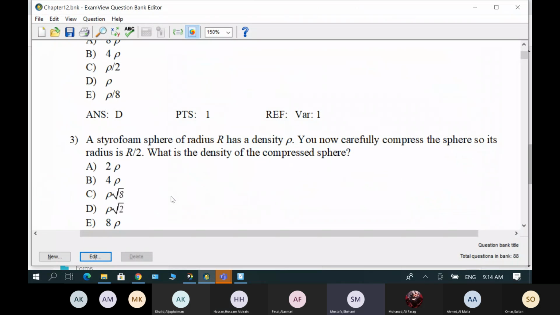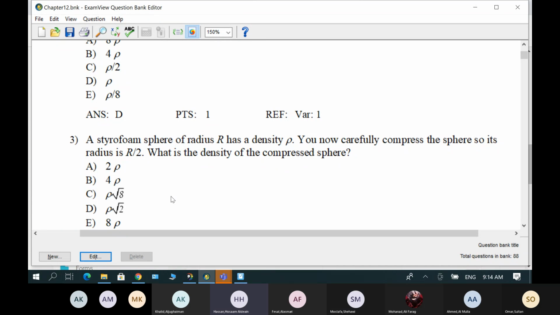Question 3. A styrofoam sphere of radius r has density d. You now carefully compress the sphere so its radius is r/2. What is the density of the compressed sphere? How did you calculate it, A?